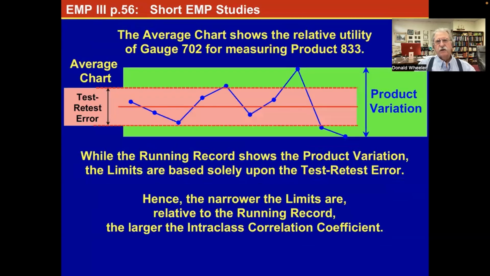Now, the average chart shows the relative utility of gauge 702 for measuring product 833. To see this, we have to compare 2 bands. The running record shows the product variation, the green band here. But the limits, the pink band, are based solely upon test-retest error. So the narrower the limits are relative to the running record, the larger the intra-class correlation is going to be.